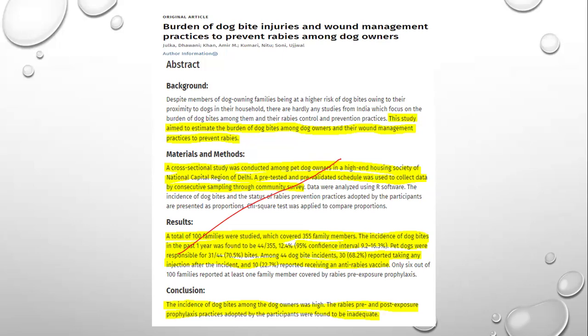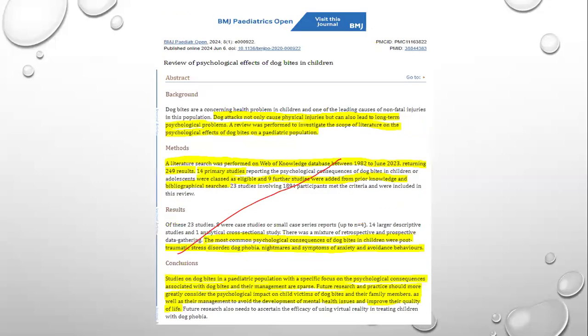Results: a total of 100 families were studied, which covered 355 family members. The incidence of dog bites in the past 1 year was found to be 44 out of 355. Pet dogs were responsible for 31 out of 44 bites. Among 44 dog bite incidents, 30 reported taking any injection after the incident and 10 reported receiving anti-rabies vaccine. Conclusion: the incidence of dog bite among dog owners was high. The rabies pre- and post-exposure prophylaxis practices adopted by the participants were found to be inadequate.